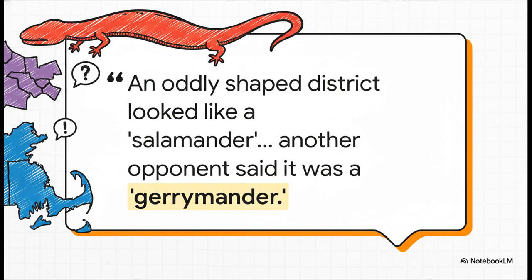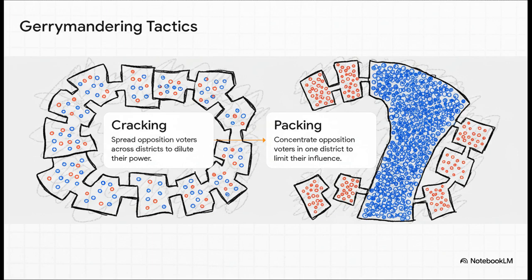An opponent looked at it and said it looked like a salamander. Another guy shot back, no, it's a gerrymander. And the name just stuck. So how does this actually work? Well, the political parties in power basically have two main strategies they use to draw maps that help them win. They're called cracking and packing, and both of them are designed to waste the votes of the other party.